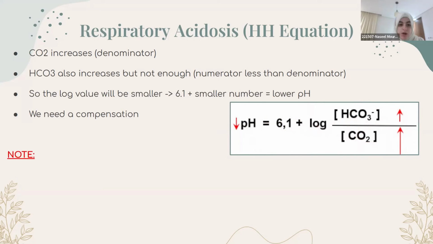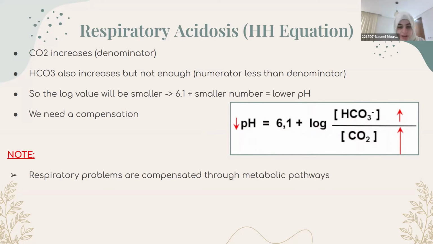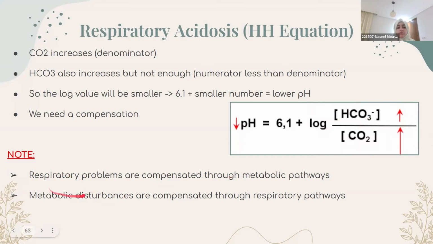Now remember, respiratory problems are compensated through metabolic pathways. What does this mean? You already understood this concept, but let me clarify. If your initial problem is coming from a respiratory issue, so it's coming from carbon dioxide, you cannot say, okay, I'm going to compensate by changing the carbon dioxide, because that is the primary disturbance. So you're going to have to use the other pathway, which is the metabolic pathway. In this case, it's bicarbonate. Same as for the other side. So if you have a metabolic disturbance, your bicarbonate is the one that's changing.